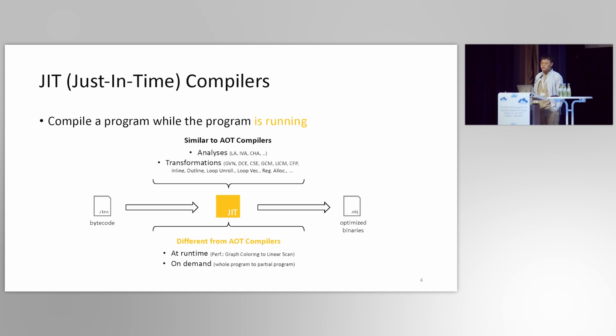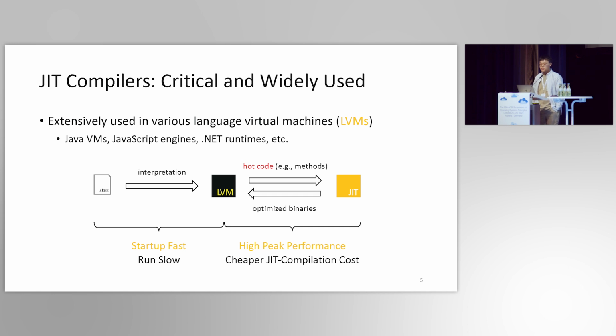But JIT compilers are very different. They can only compile a program while it is running. Although they are also equipped with various analysis and transformation passes like AOT compilers, they can only compile a portion of a program at runtime and on demand. Because of this, JIT compilers are extensively used in various VMs like JVM, JS engines, and .NET runtimes.